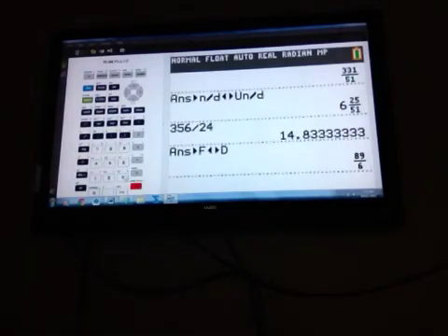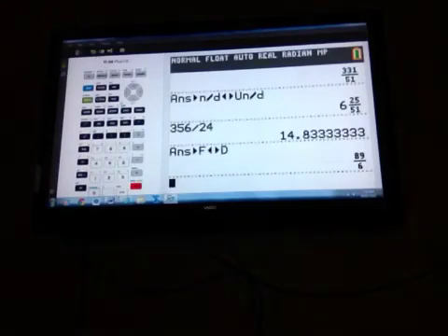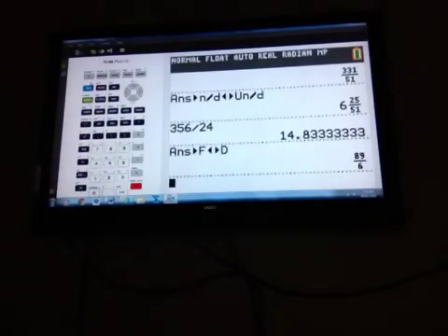So, your negative is important. Your power button to the second power, my x squared over here. My caret, which raises it to another power, any power you want. And then my alpha y equals. That's key to do anything with fractions.